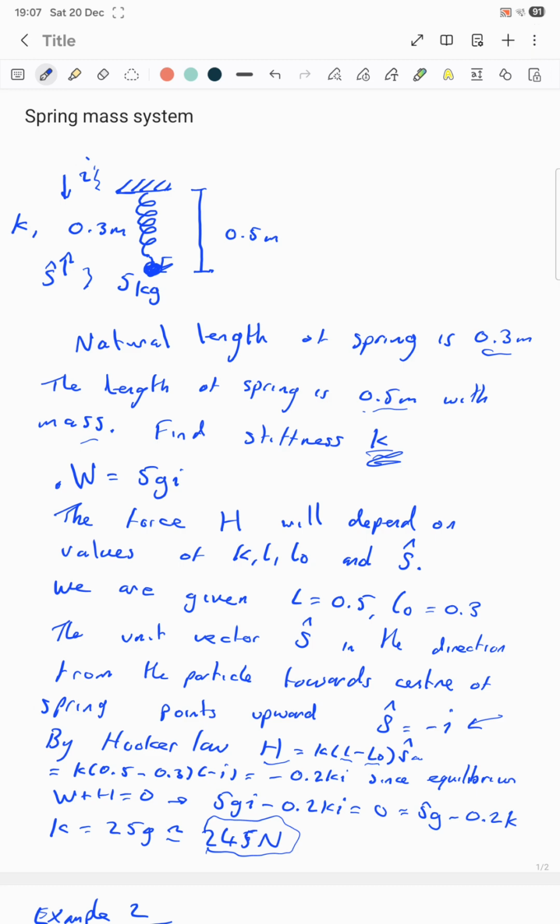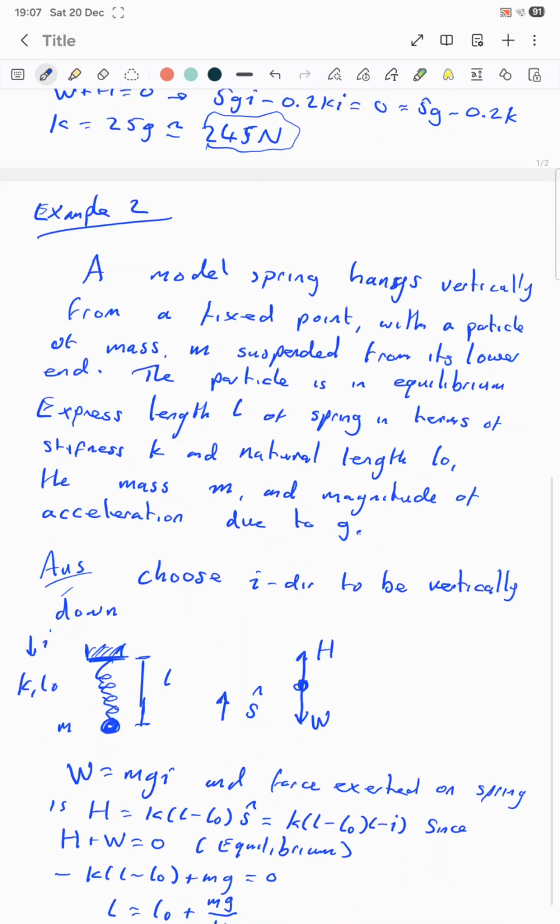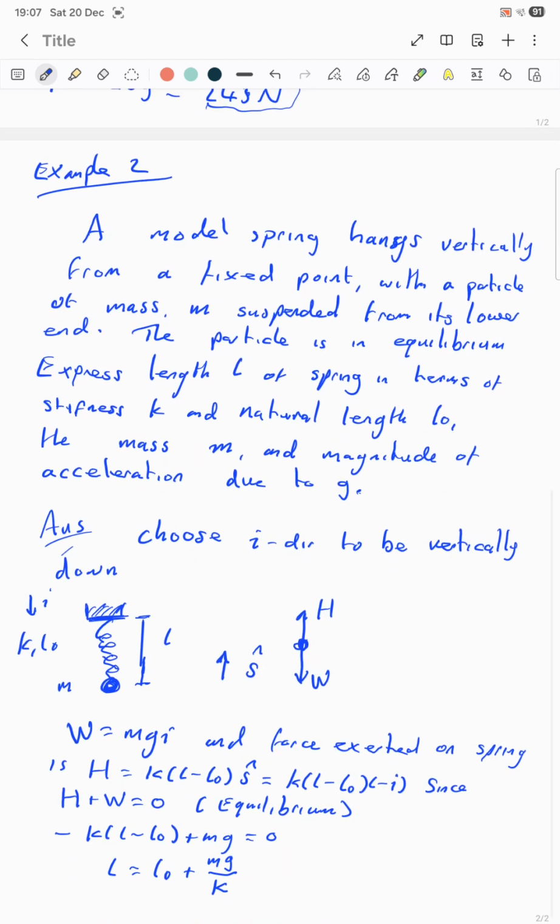Now I'll just give another example for this. Example 2. A model spring hangs vertically from a fixed point with a particle of mass m suspended from its lower end. The particle is in equilibrium. Express the length L of the spring in terms of the stiffness K, the natural length L sub 0, the mass m and the magnitude of acceleration due to gravity g. So for our answer, we choose the i direction to be vertically down.